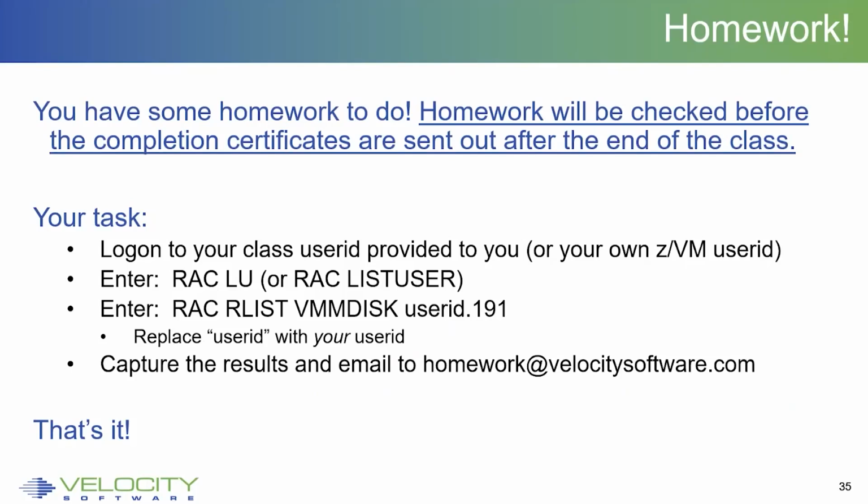You're going to do a RACF command LU, or list user, to show your user ID settings. You will then do an RLIST command to show your 191 disk profile. And of course, you're going to want to replace that user ID with whatever your user ID specifically is. And then capture those results, email them to homework@velocitysoftware.com, and that's it. Your homework is done.